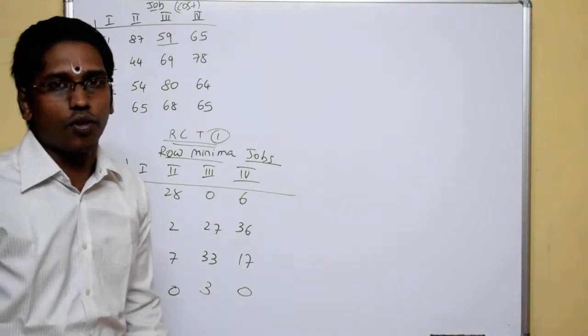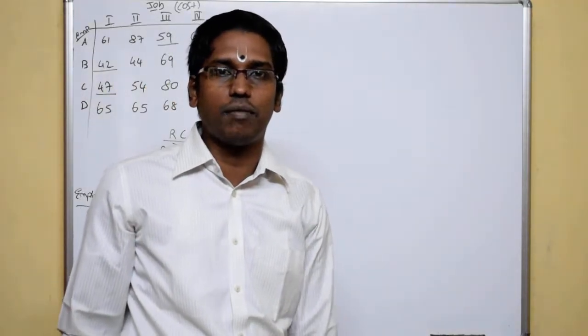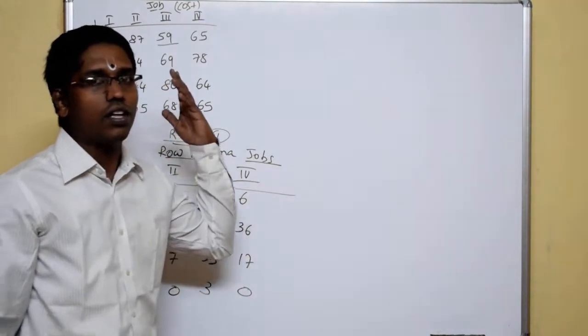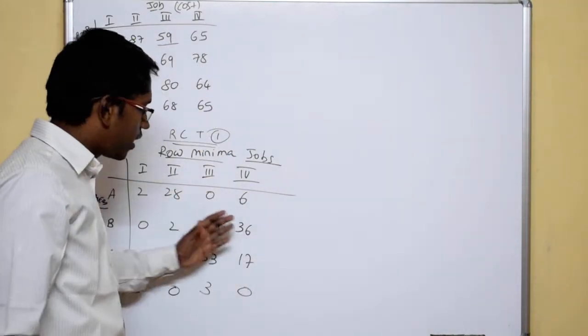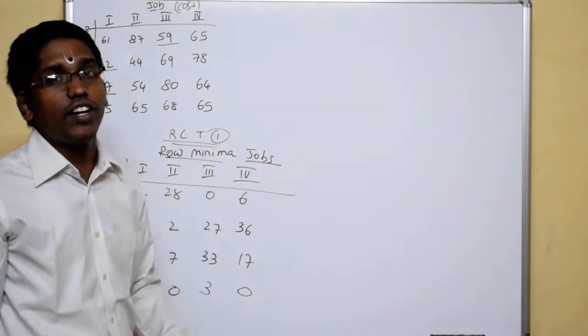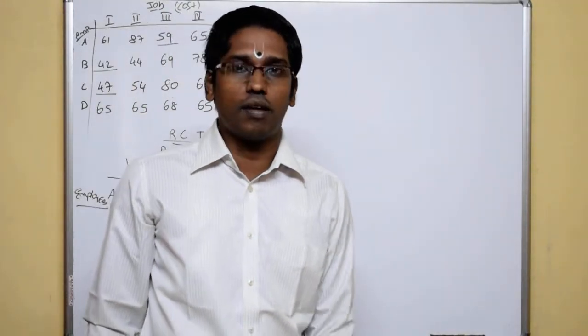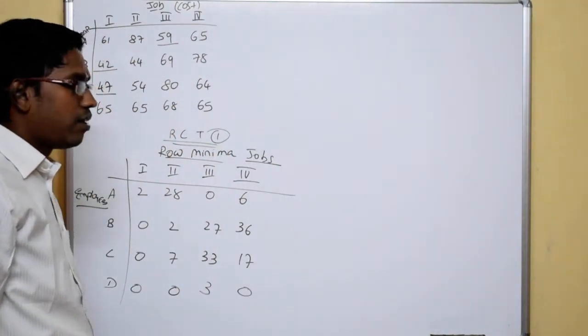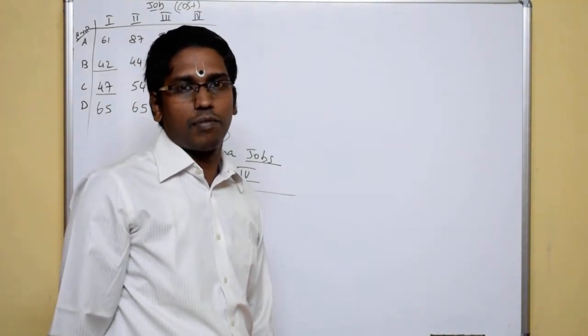Since all the columns have at least 1 zero, I need not proceed to the next RCT. The very purpose of going to a second RCT, reduced cost table 2, that is column minima, is to ensure that every column has at least 1 zero. Now that every column already has at least 1 zero, we need not proceed to column minima. So we directly work here. We need to cover all the zeros with the minimum possible lines.